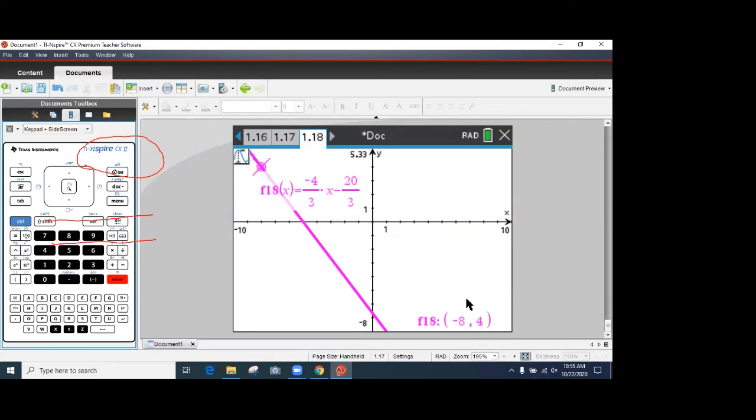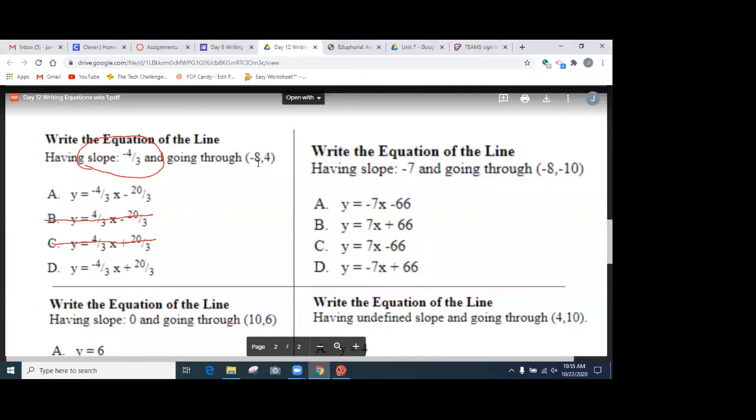Oh, is that what y'all got too? The first one? Okay. So that matched right there. So it looks like A is our answer. Man, y'all are lucky today.